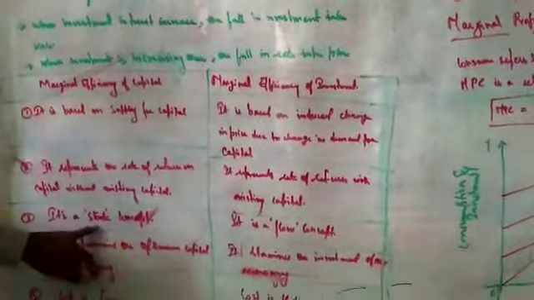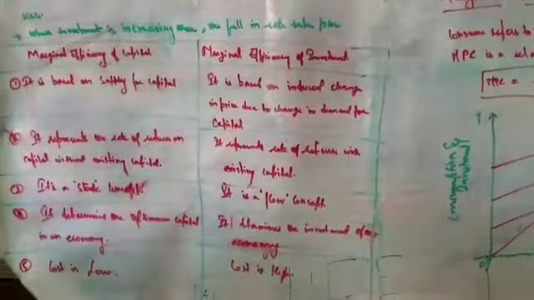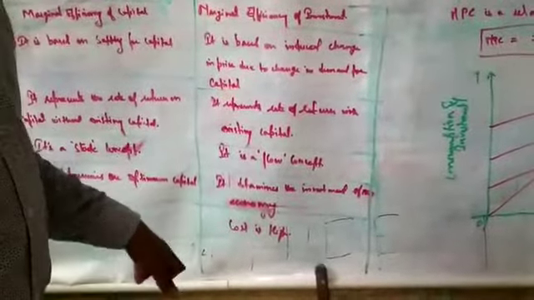Next, it's a stock concept. The other one is a flow concept. It determines the capital for the economy. Here, it determines the investment for the growth of the economy. Cost is here very low, and here it's very high, right?